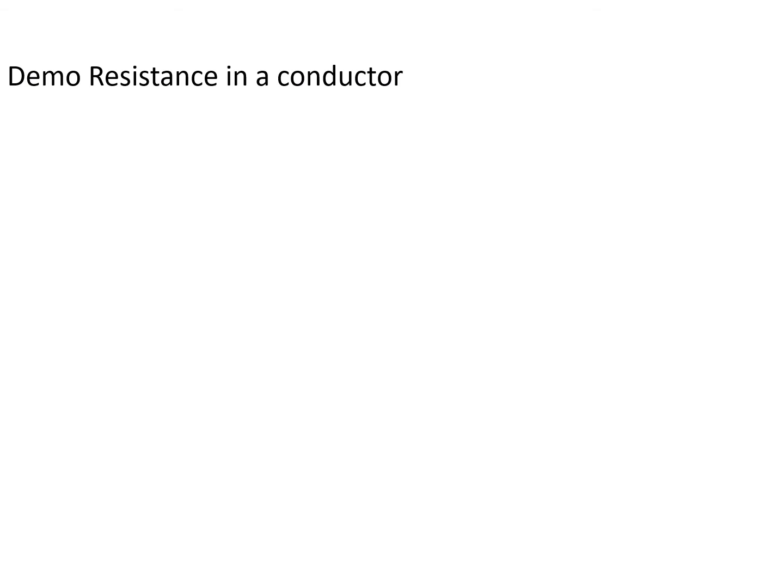Okay, normally I demo resistance in a conductor and show you what happens. Essentially, if you put a big enough current through a resistor, you can cause it to melt, and that's how a fuse works. If you put too high a current through the fuse, it will cause the fuse to melt and break the circuit, so it stops the circuit from working.